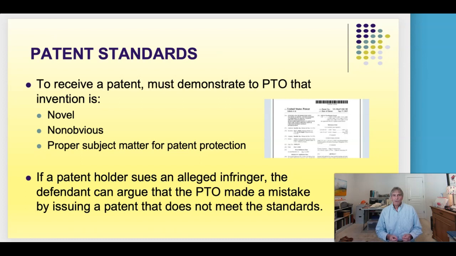So, for an invention to be patentable, it has to fulfill three prerequisites. It must be novel, it has to be a non-obvious improvement over what has already been done, and it has to be the kind of creation that a patent is intended to cover. We often think of patent standards in preliminary terms. That is, what do I have to show or prove to get a patent in the first place?